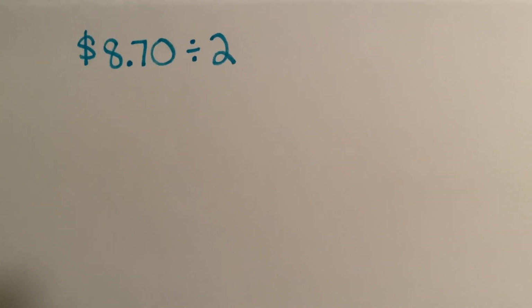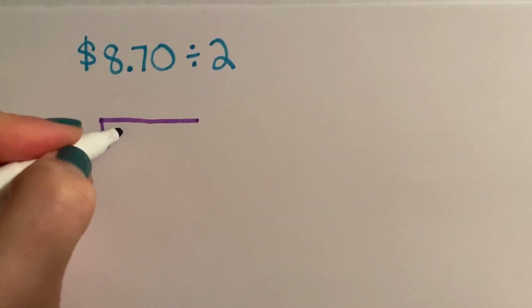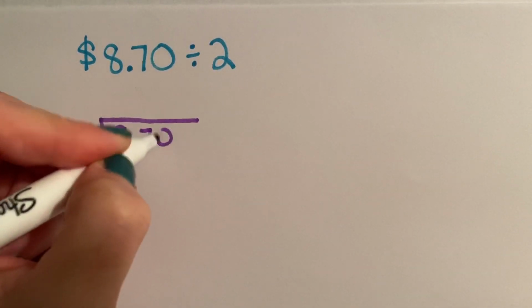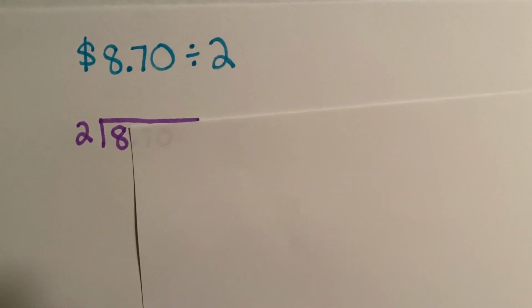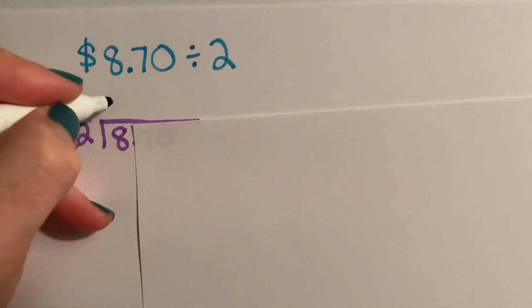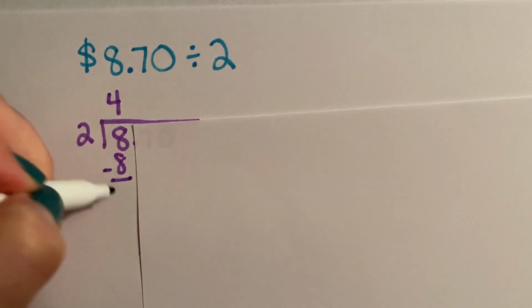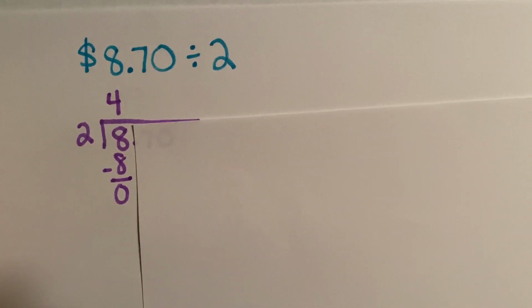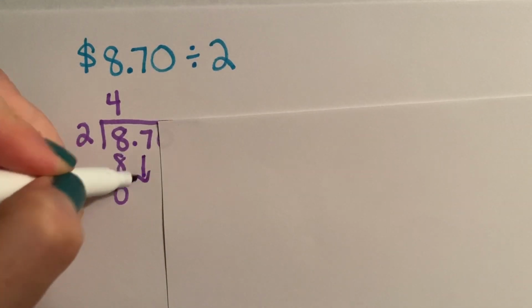So if we took long division and divided 8.70 by 2, we would do it the way we've been doing it in class. So we would start by asking ourselves, does 2 go into 8? Yeah, it does, 4 times. So we put our 4 here, and 4 times 2 is 8, and we would subtract and get 0. And then we would be ready to slide down our next number, which is a 7. So we'll slide down that 7.